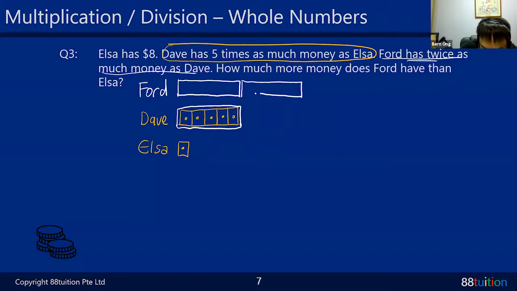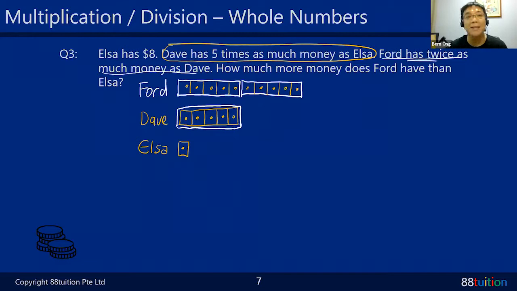So Dave now becomes the one white color box. Ford got twice of it. So now you have to cut them into what? The same size. Can you see that? So one white color box got 5 orange color. So down here I cut 1, 2, 3, 4, 5. One white color box got 5. 1, 2, 3, 4, 5. Can you see that? And this will be my model. Not bad, right? Never use ruler somewhere.